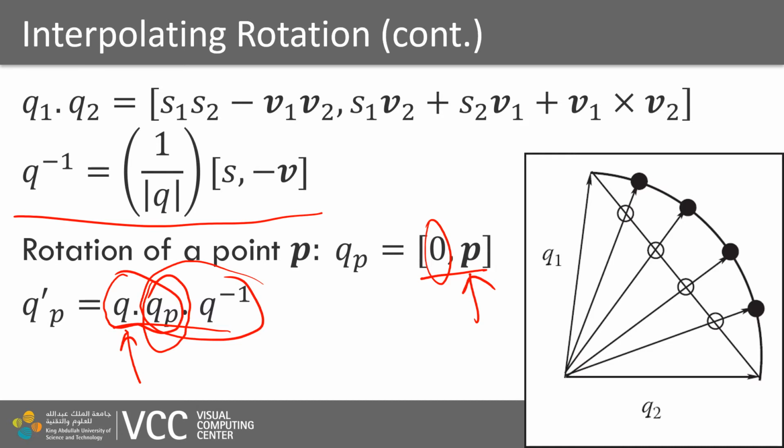With this, you will obtain another point in space. So the result, Q P Q inverse, will also have a structure where there will be a 0 in the first part, the scalar part, and in the vector part, let's call it P prime, will be the new position of your point, rotated.